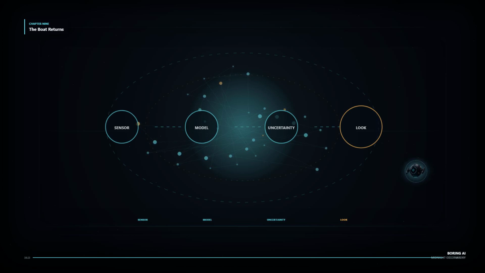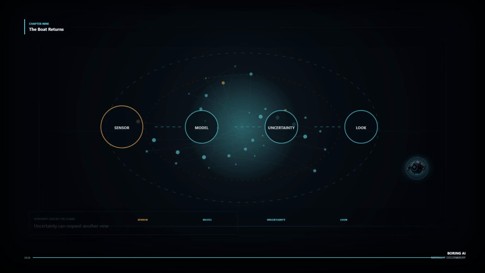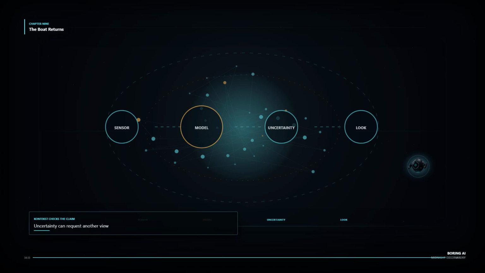So when we say that AI sees, we are naming a family of transformations. Pixels become features. Features become relationships. Relationships become choices.